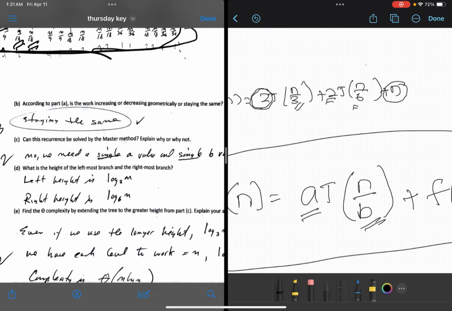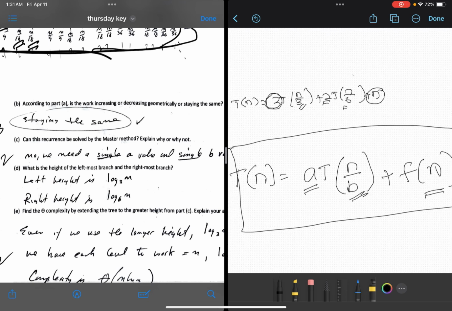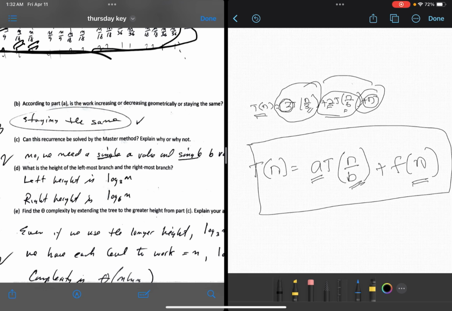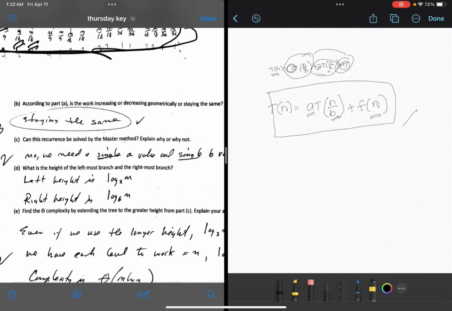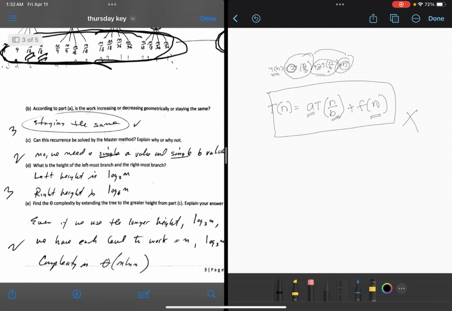So let's look at this equation right here. Is the total T of n recurrence relation in this form? I know that if just considering this and this, you might think it is in the same form, but keeping the whole equation in consideration, we have another term here. So the b value here, we have two different values. So this is not in this form, and we cannot solve this using the master method.